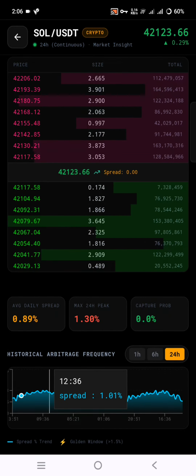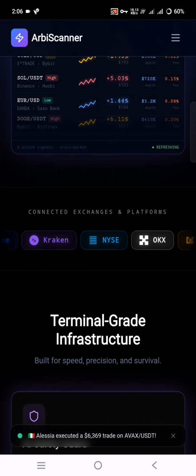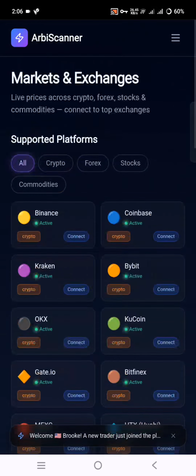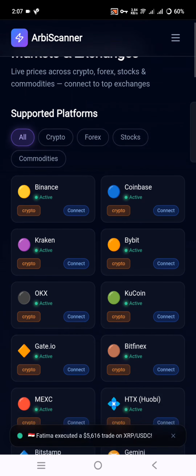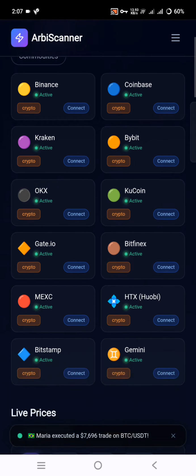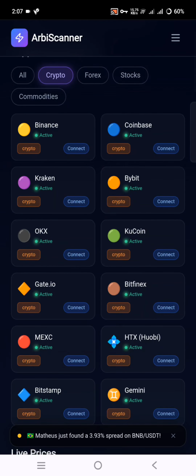Now let's navigate to another part of the Arbi scanner. Let's visit the market. On the market, the Arbi scanner has different supported platforms, in the crypto market, the forex market, the stocks market, and the commodity market. For example, on the crypto market, we have platforms like Binance, Kraken, Bybit, Coinbase, KuCoin, OKX, MEXC, Gemini, and all that. A lot is supported here.